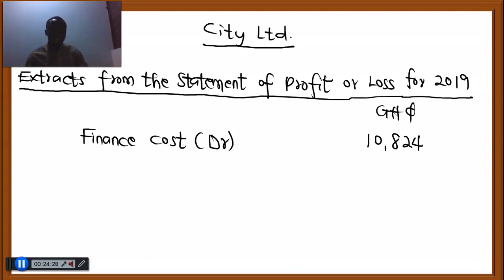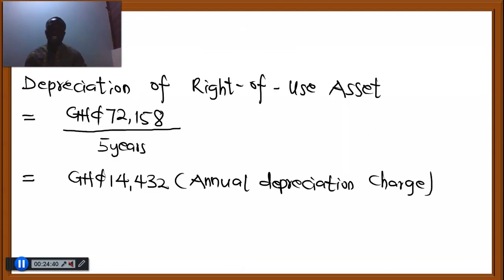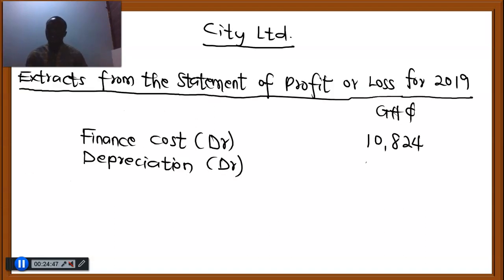And then we also have depreciation. Depreciation too is an expense. We had a depreciation charge of 14,432. So we have 14,432 here.